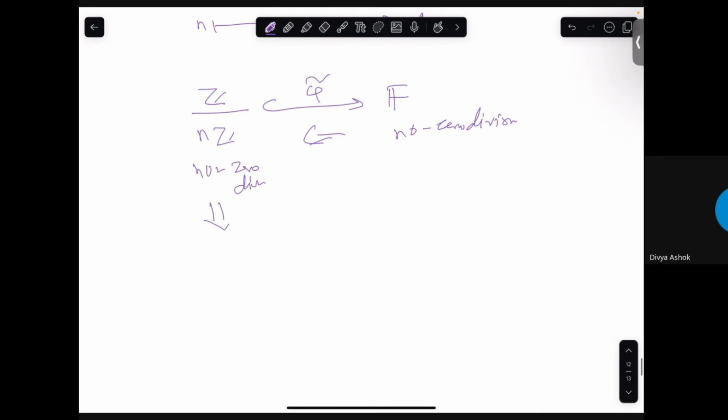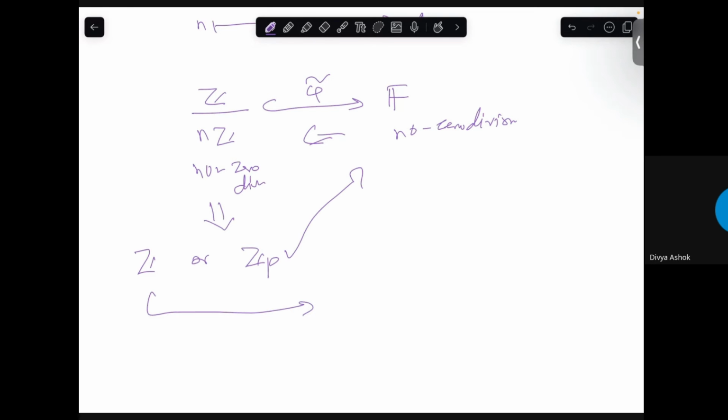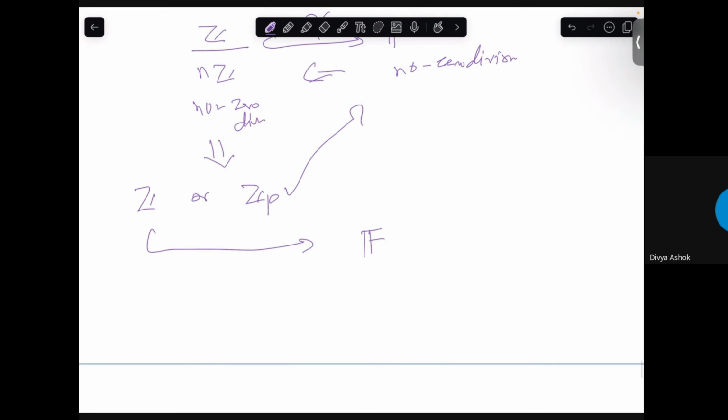So that implies the prime subring must be Z or Z_p. Only two things. It must be Z or Z_p, right? There is no other choice. So if it is Z_p, a copy of Z_p is there. If it is Z, a copy of Z is there. You know, when the copy of Z is there, Q is also there.